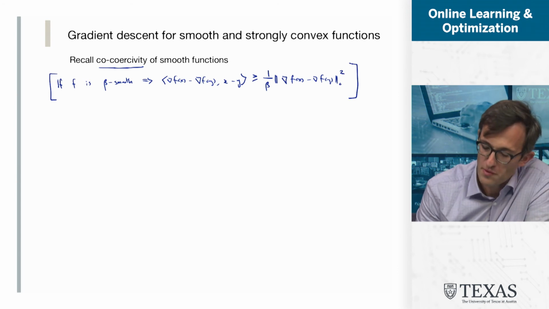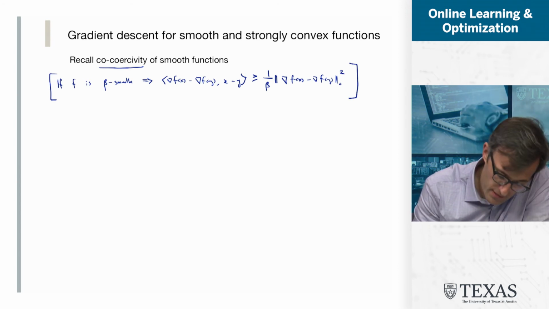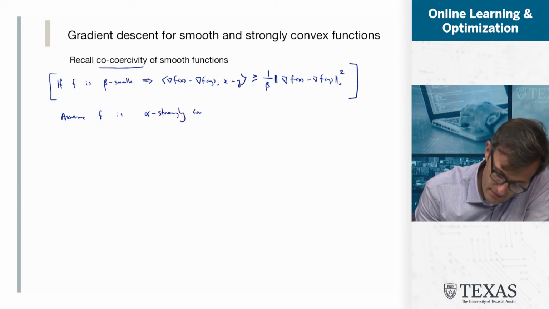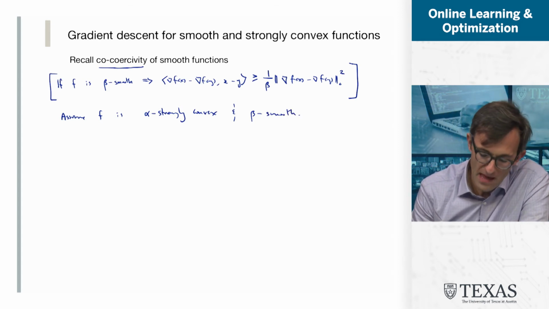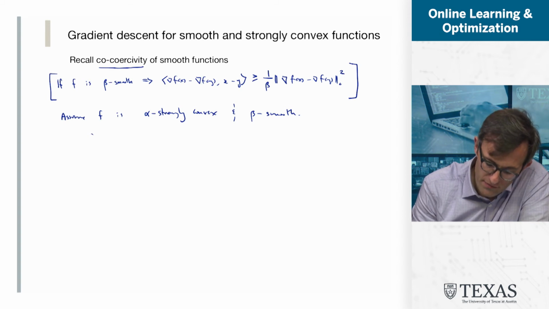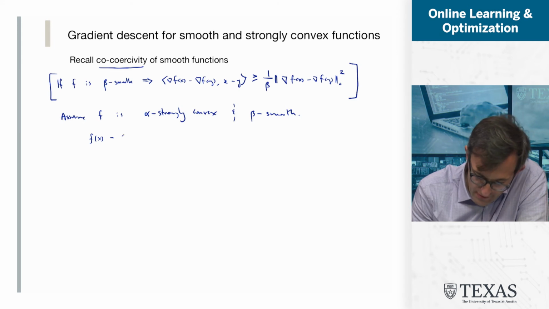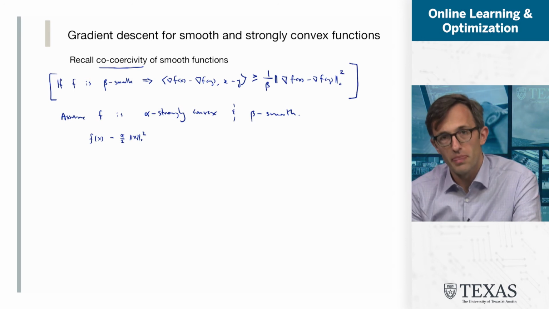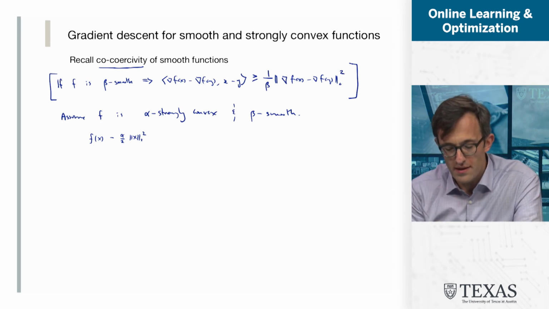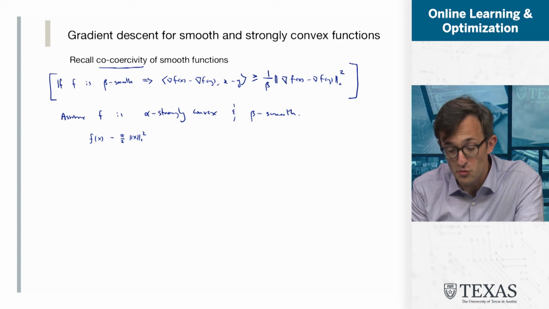So we're now going to assume that f is both smooth and strongly convex. Assume f is alpha strongly convex and beta smooth. So remember that if f is alpha strongly convex, the definition here is that the function f of x minus alpha over 2 times x squared is convex, but also note that this function has some smoothness properties.